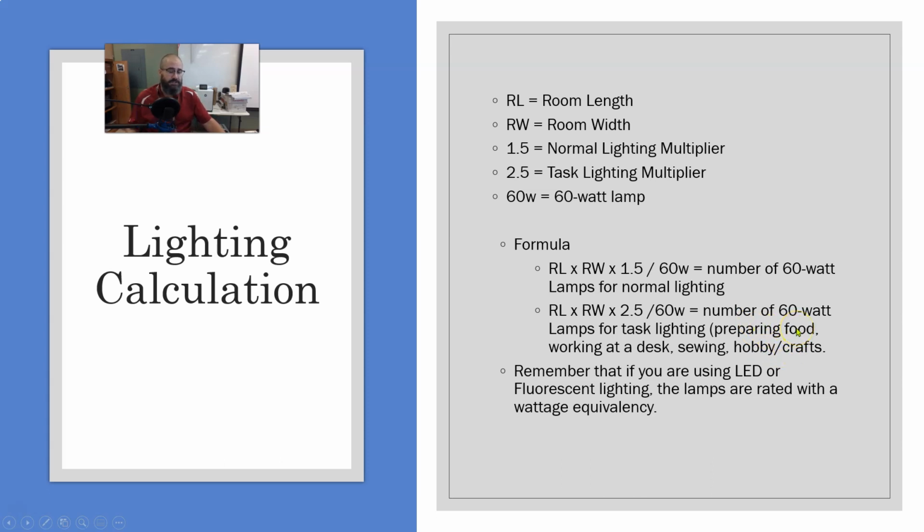But just generally, you would use the lower light formula for most of your rooms, and then the higher, more intense light for the kitchen, maybe a garage or workshop. Remember that if you are using LED or fluorescent lighting, the lamps are rated with a wattage equivalency, and I'll show you more about that here in just a moment.